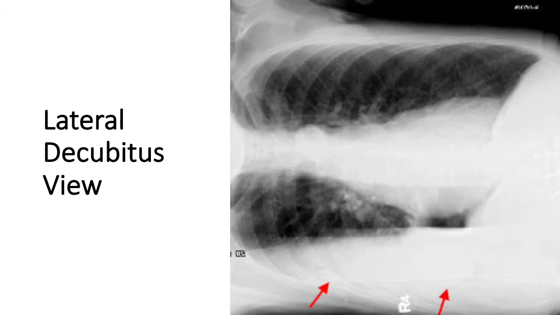The lateral decubitus view is helpful for assessing the volume of pleural effusion to determine if it's mobile or loculated. Here, the patient is positioned lying on the right side, and the right lateral decubitus view shows a mobile pleural effusion in the right lung that forms a fluid level.